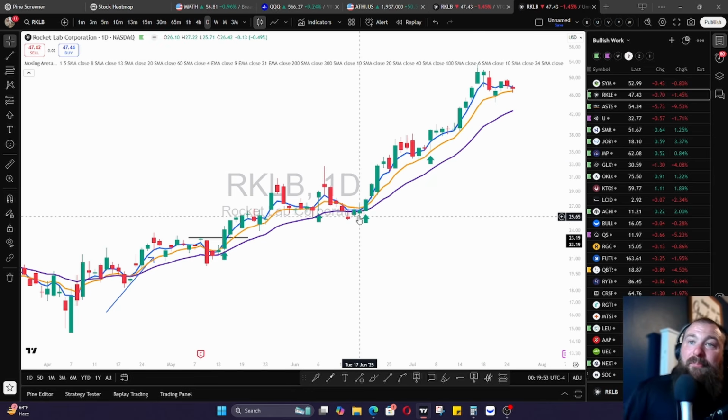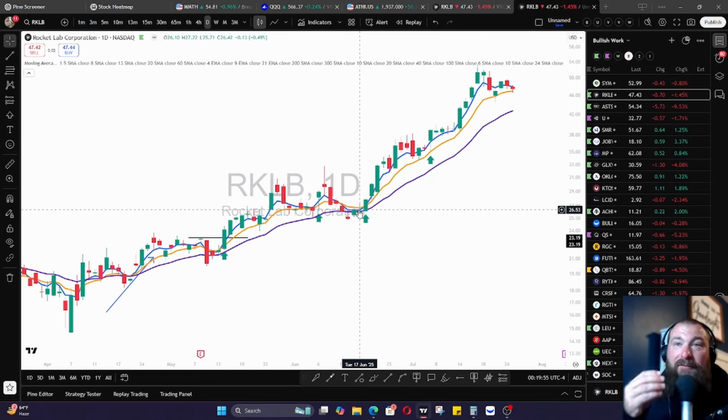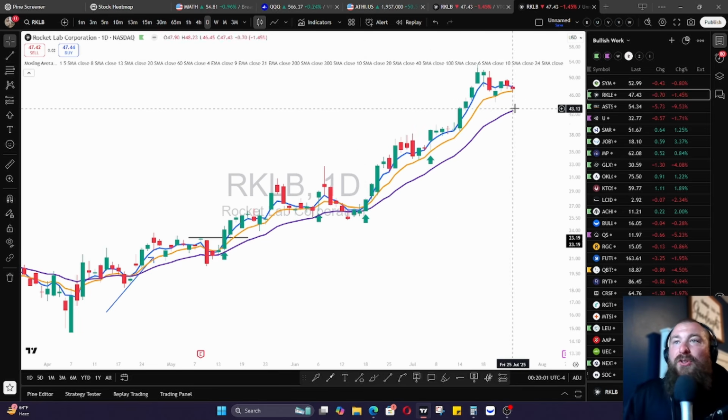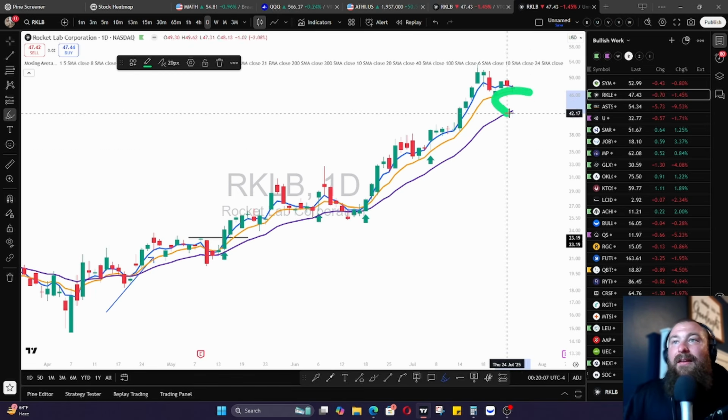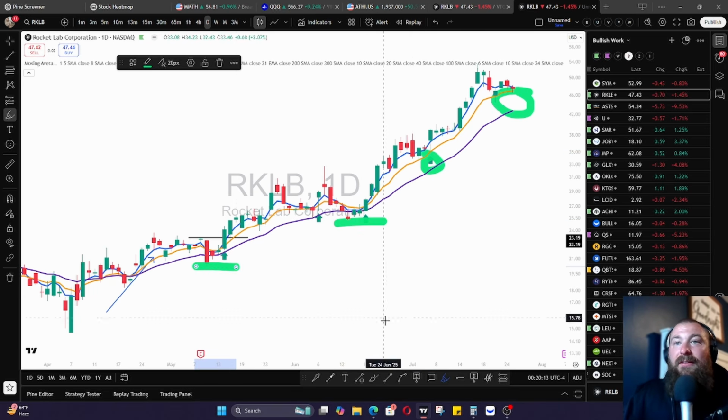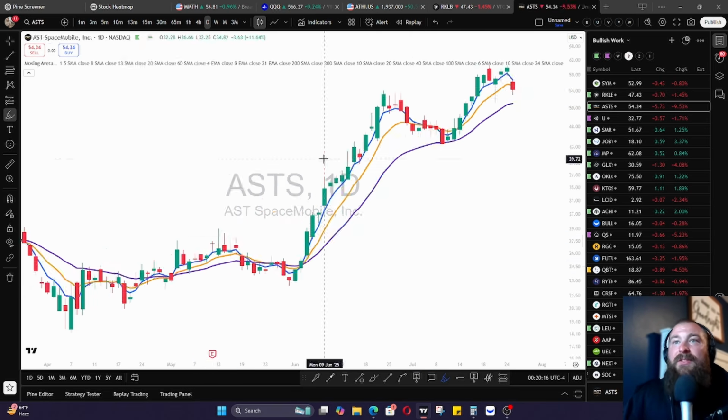Now, do I like it better when all three moving averages are compressed? Yes, I do like that much better than something like this or like this, where you still have some air in between the 9 and that 21-day moving average. I'd like it to be compressed. There's a big difference between that.